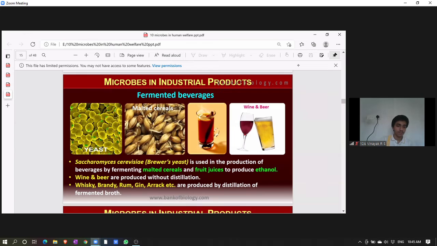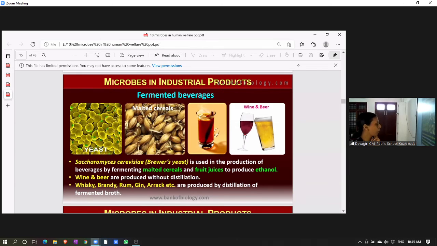Next class, just find out what are the steps to prepare wine. Does anyone prepare wine at home, children? Anyone? The parents or grandparents? No one. Nobody? Okay, you can just find out what are the steps involved in the preparation of wine. We can discuss it in the next class.